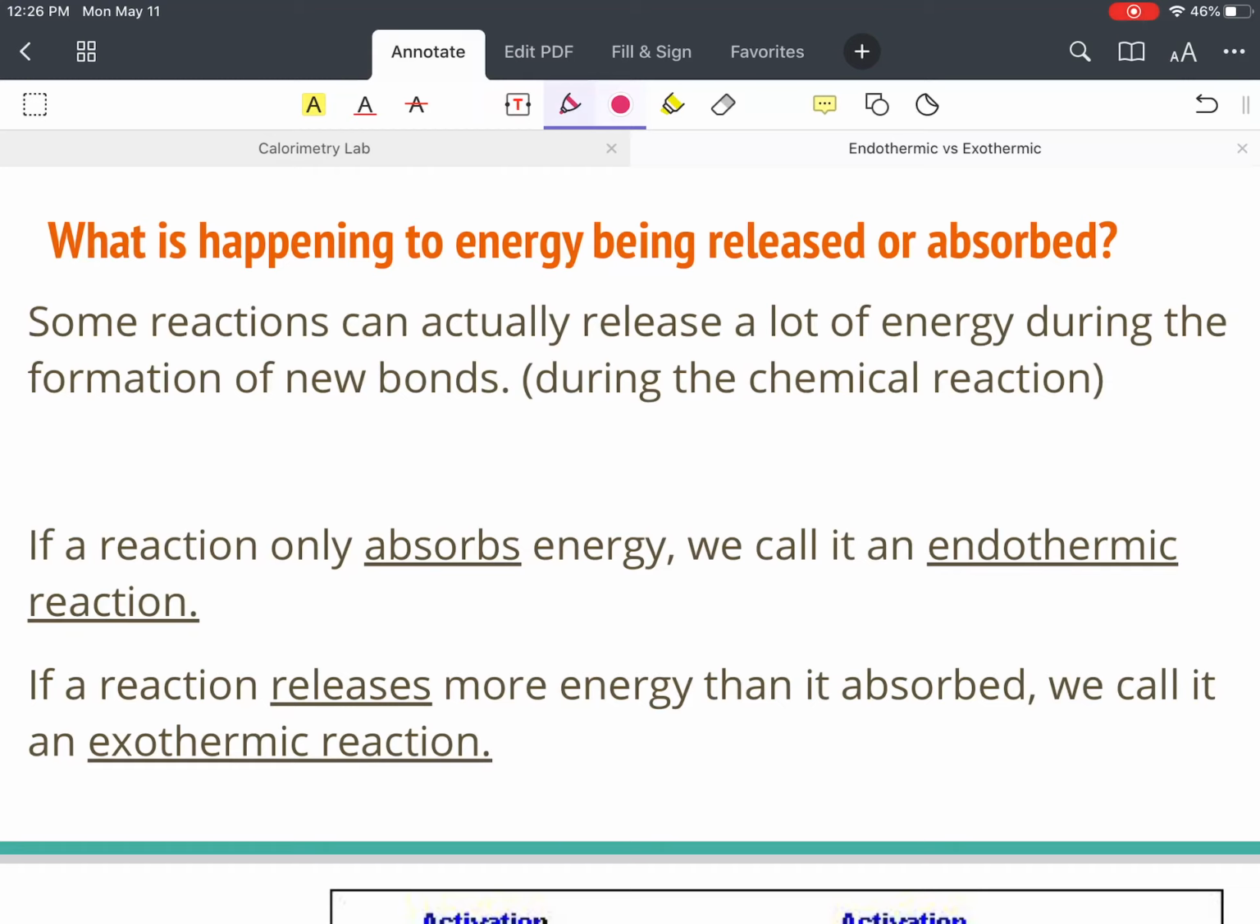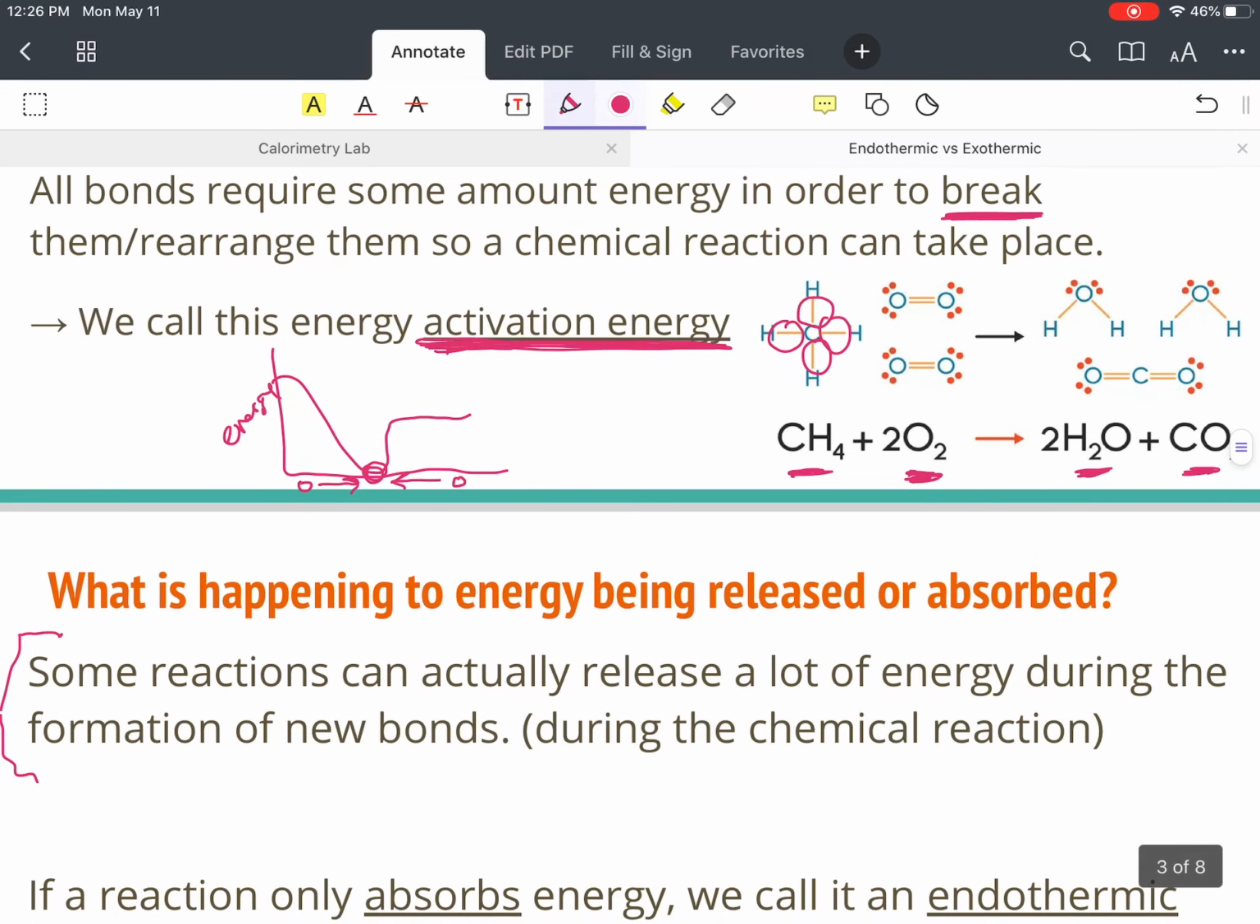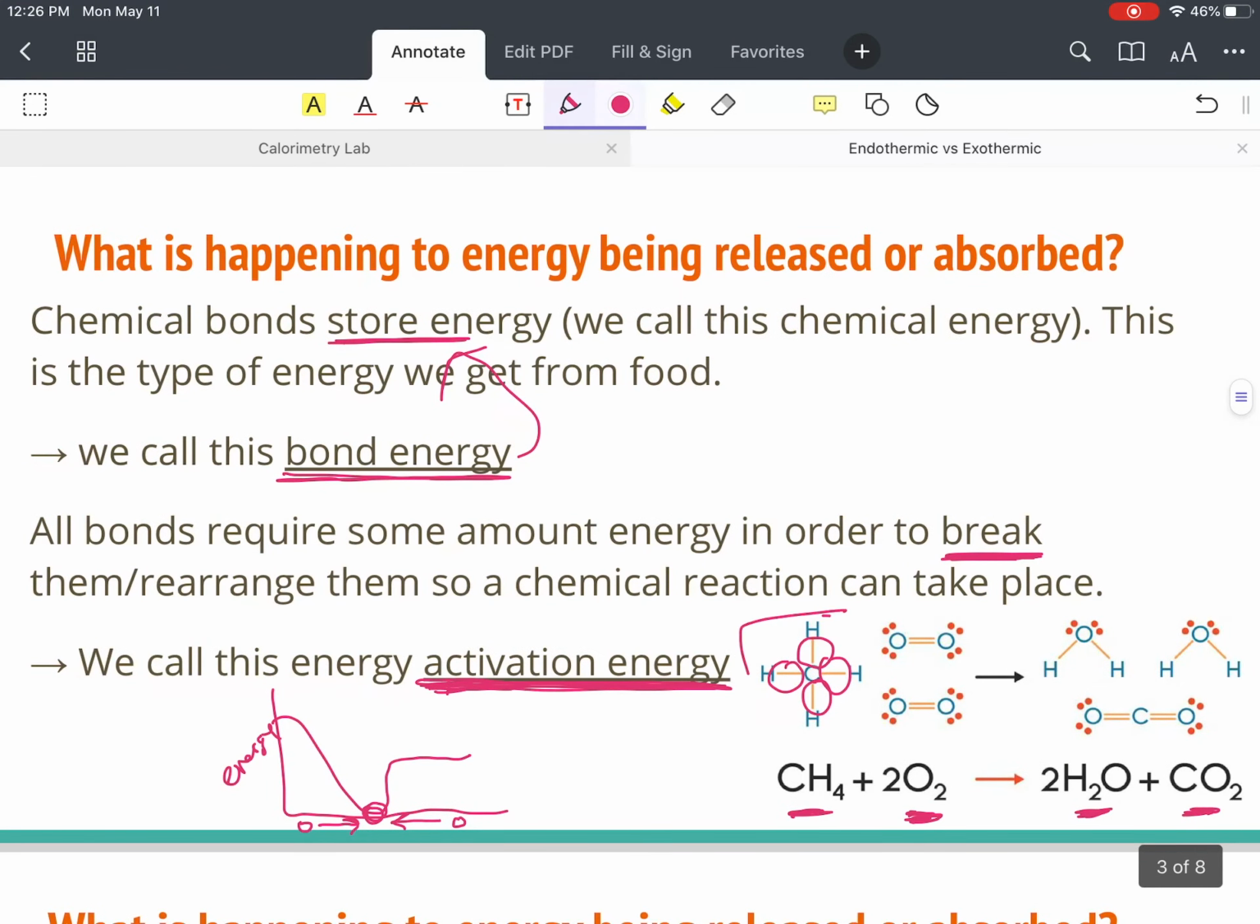So when we're trying to say if it's either endothermic or exothermic, we're ignoring that little bit of activation energy that it took in at first, because they all do that. And then we're looking at the final result. Is the overall energy at the end greater, or is it less than the beginning? So some reactions, like this is saying right here, release a lot of energy when they're forming new bonds. So if I have a bond, let me scroll back up here, this picture here.